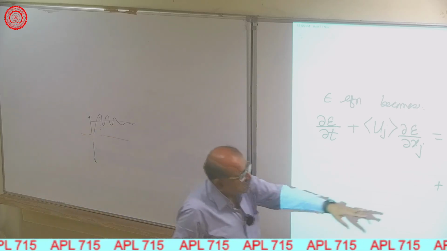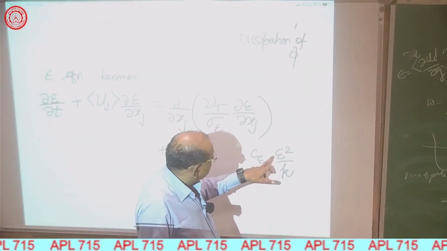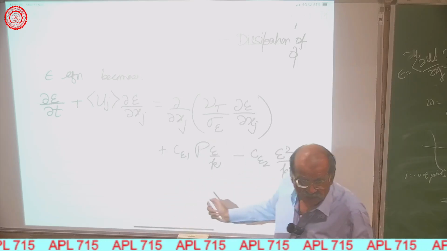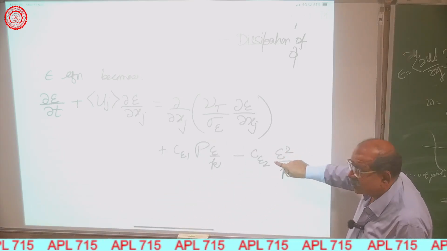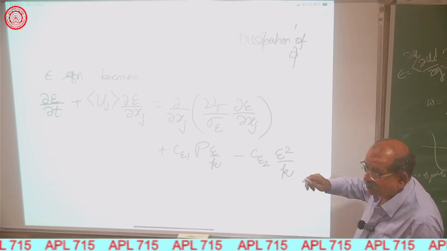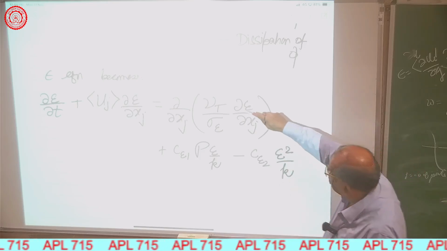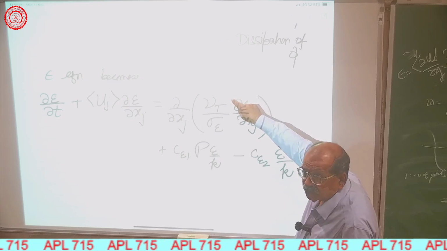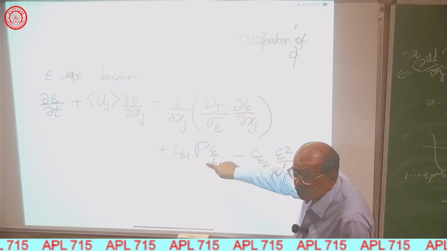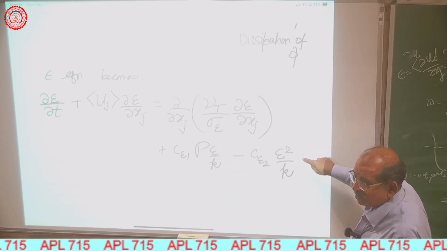Here, of course, C_epsilon2 is a dimensionless constant. This is a dissipation term, so we put a minus. Epsilon is basically the dissipation, and epsilon upon k is 1 upon time. That is why it takes the form epsilon squared upon k. So this term is the transport of dissipation, this is the production of dissipation, and this is the dissipation of dissipation.